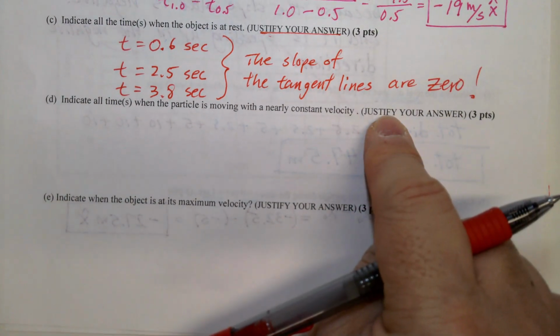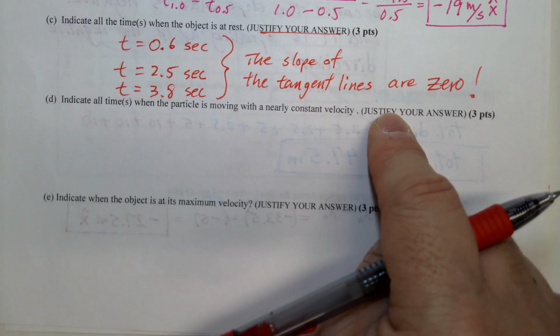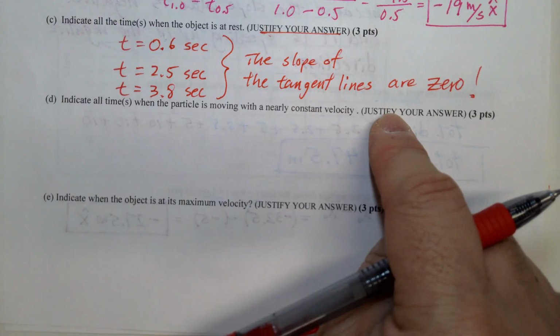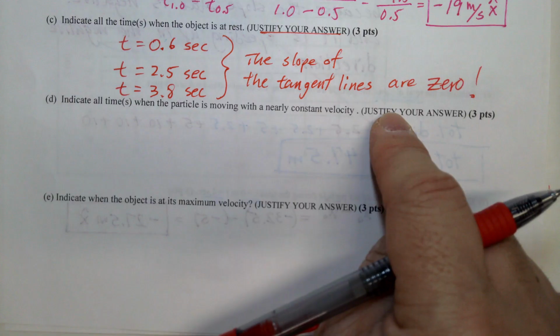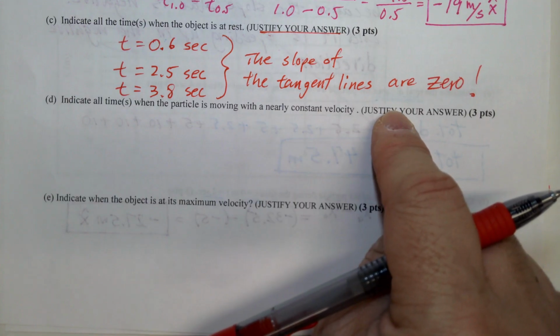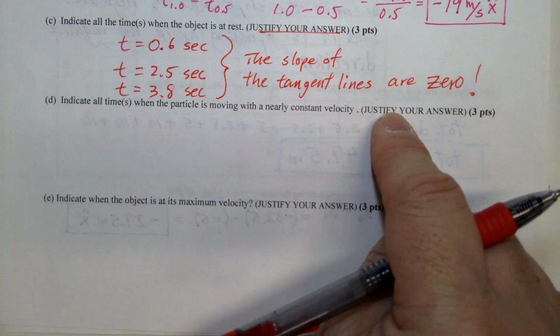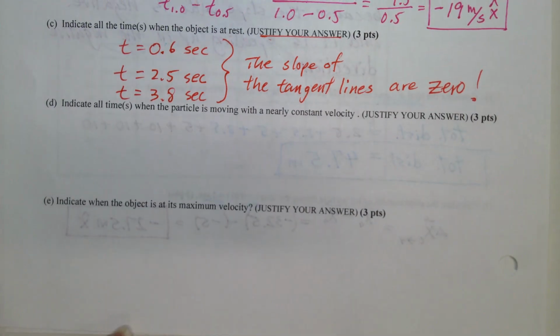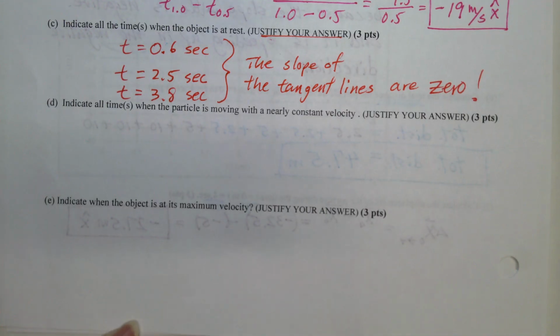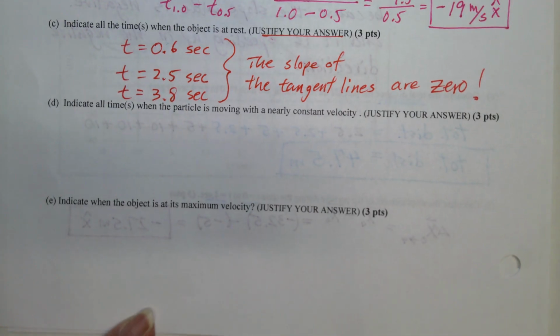So for those of you who are taking calculus, what you're really doing is you're basically finding the local maximum and local minimum, right? So when you take a derivative and you set it equal to 0, you'll get those times. Those times are basically where velocity is 0. All right, what about part D? Part D asks, indicate all times when the particle is moving with nearly constant velocities.